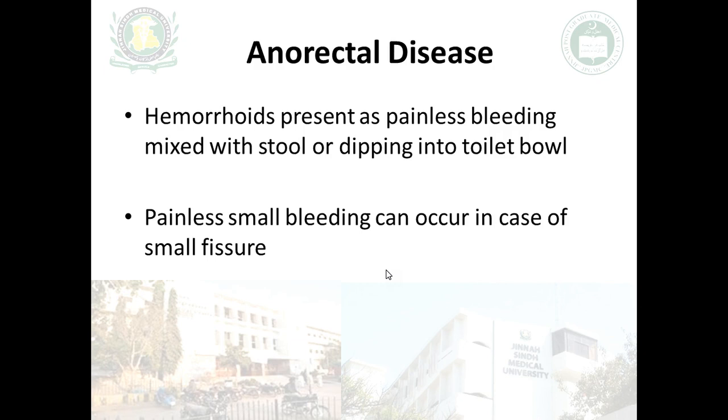The most common one is anorectal disease, hemorrhoids. This is very common. They usually present with painless bleeding. The patient just bleeds after passing the stool, mixed with the stool or dripping into the toilet bowl, and it is painless. It is small bleeding, and sometimes that can occur with small fissures. So these are the two common conditions in anorectal disease.